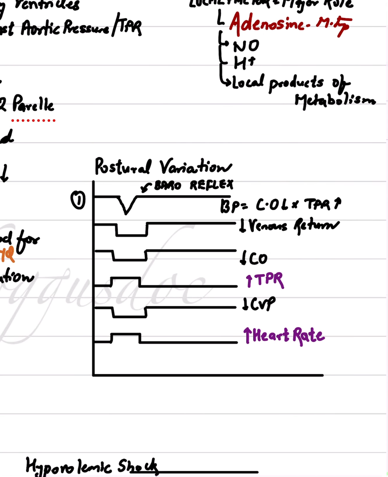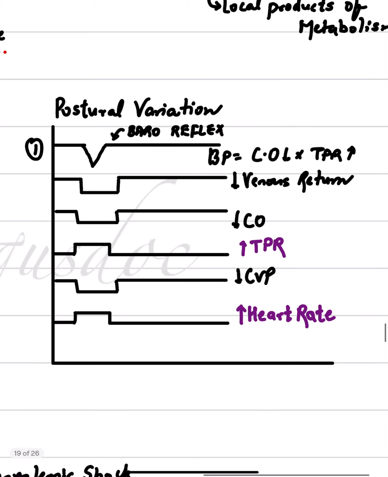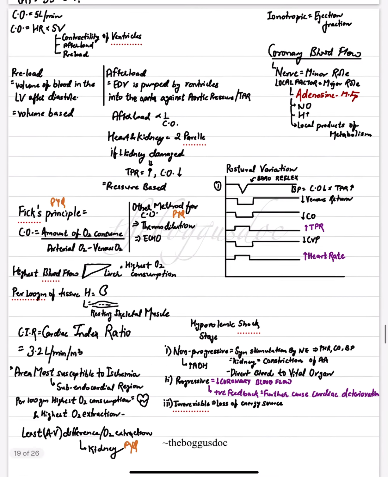This is a very conceptual thing. If we stand up, blood pressure decreases and then returns to normal because of the baroreflex. We will read baroreflex later, but why does the pressure decrease? It is venous pooling in the lower part of the body, so we have decreased venous return. If venous return decreases, cardiac output also decreases, but total peripheral resistance increases. Central venous pressure is also decreased, and heart rate increases to compensate.